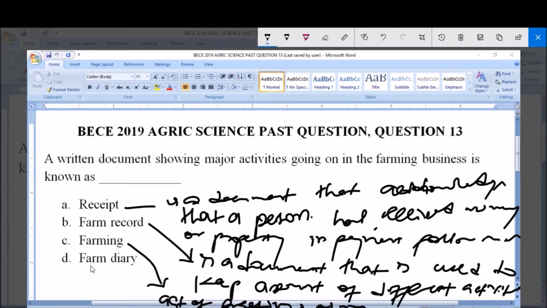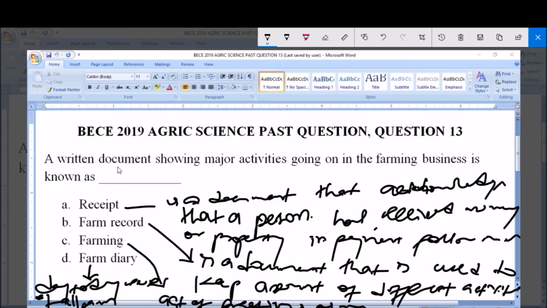Then D here says farm diary. This is farm diary. Now farm diary is just the day-to-day record of everything that goes on in the farm. The day-to-day records of all farm activities. That is everything that goes on in the farm per day. That is farm diary. Day-to-day records of everything that goes on in the farm.